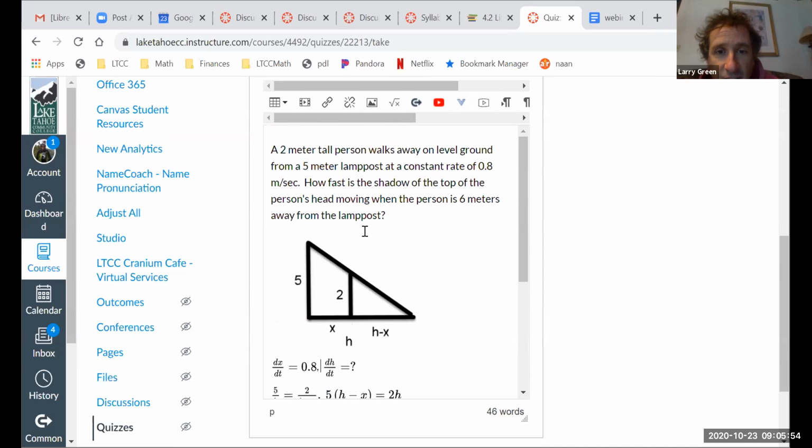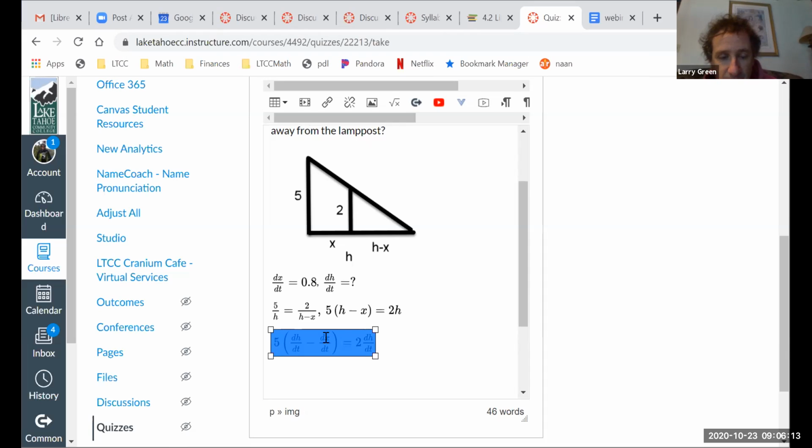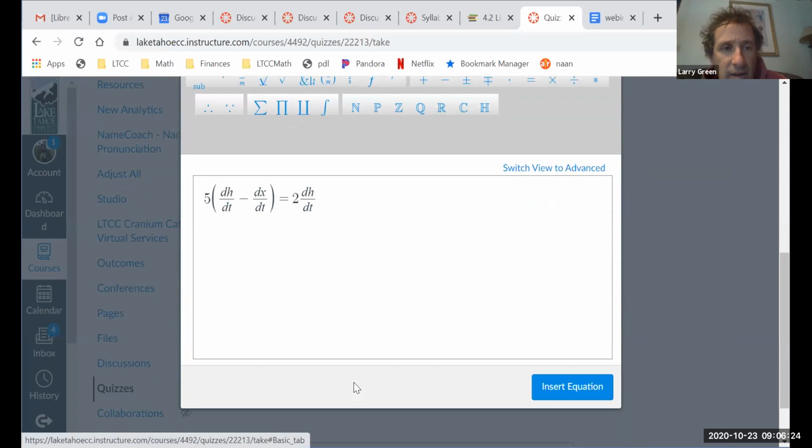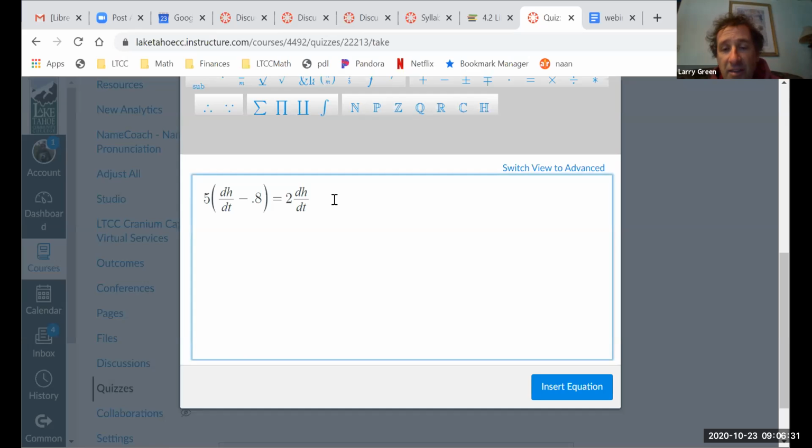Just notice, I told you that the person is 6 meters away. You never need to know that, okay? That's just a red herring. You never needed it. Turns out no matter where he is, the shadow is always moving the same speed. But we do need the dx dt is 0.8. So let's plug in. So the dx dt becomes a 0.8. Any questions on that?